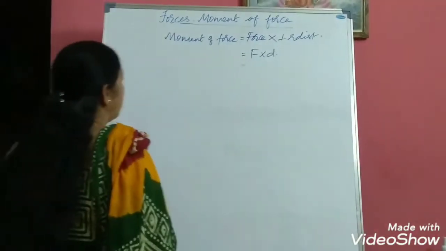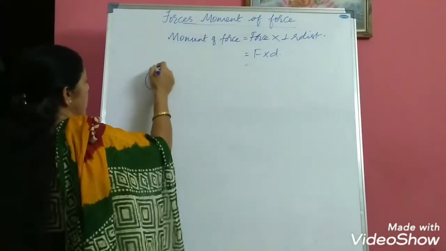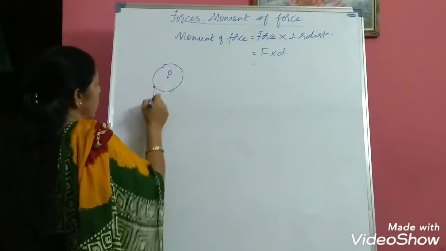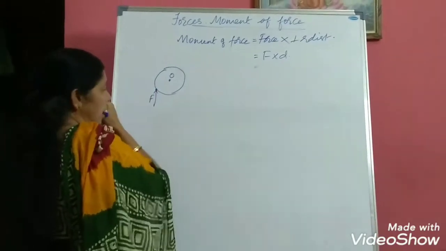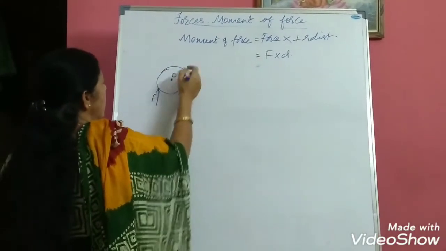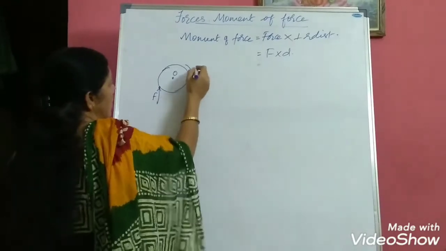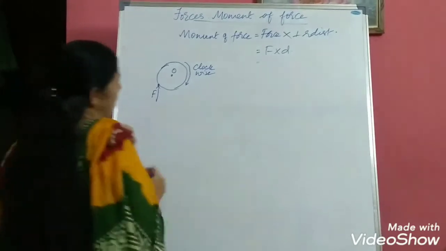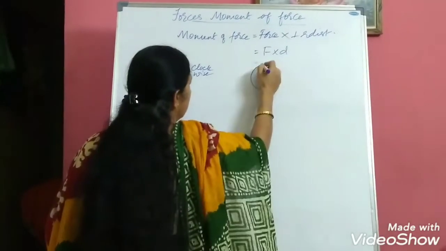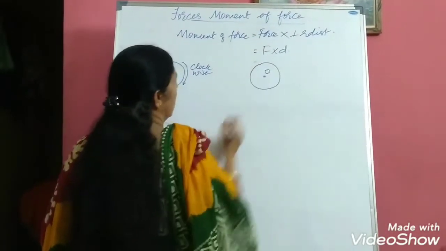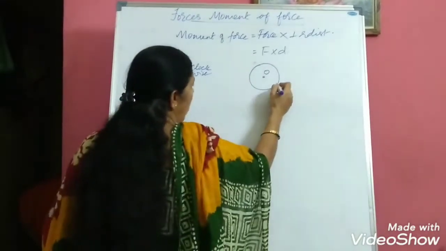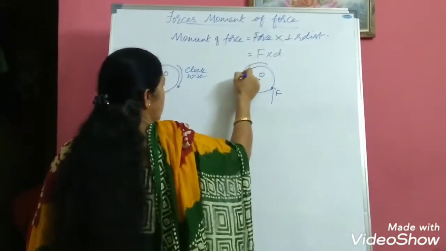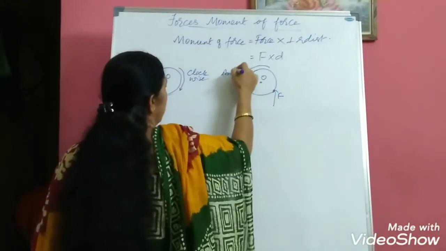Now, I had already told you that if you consider a disc which is pivoted at O, and the point of application of force is here, then when you apply the force, the disc starts rotating in this direction, that is clockwise direction. On the other hand, the same disc pivoted at O, with the point of application of force here, starts rotating in anti-clockwise direction.